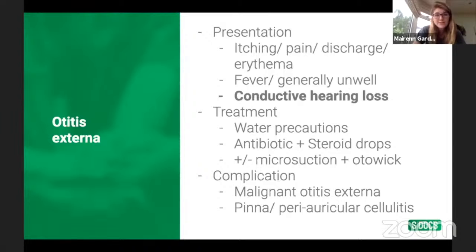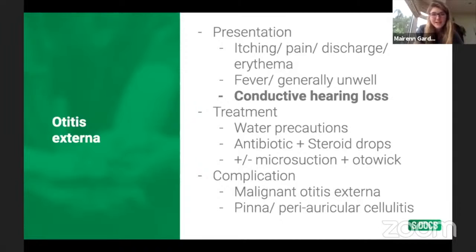If otitis externa is very bad, you might need to do microsuction, and this is important because within the debris there'll be lots of bacteria, so you need to clean this debris to decrease the bacterial load to allow the antibiotics to work. You can also use an otowick. An otowick allows you to put antibiotics through the debris to ensure that they work better.